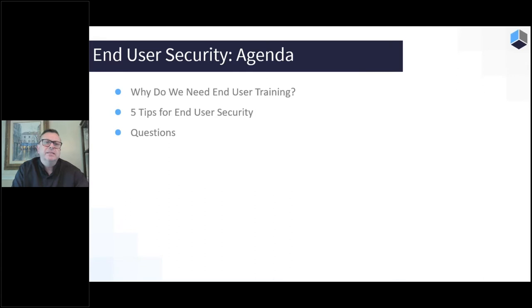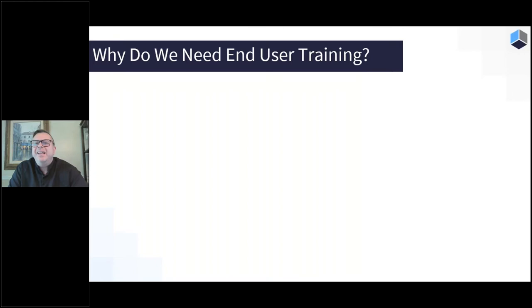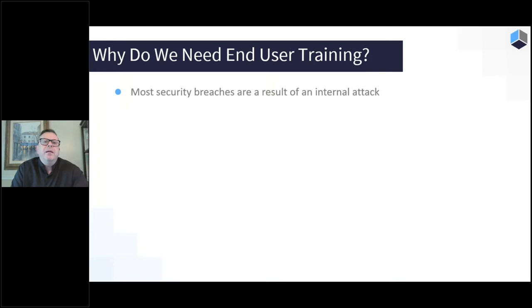For our first part, why do we need end user training? Well, there's a couple different reasons. One of the main reasons is most security breaches are a result of internal attacks. In other words, you've got your employees that are authorized to be in the building. They authenticate, they have a good username, they have a good password. You give them the permissions to gain access to resources. And hopefully you've done your job sensitivity profiling, limiting what they have access to, the level of access that they have. But unfortunately, even with permissions, they can still do things that you don't normally expect.